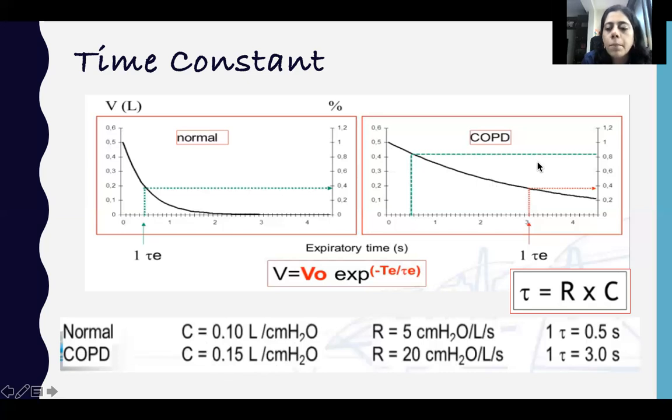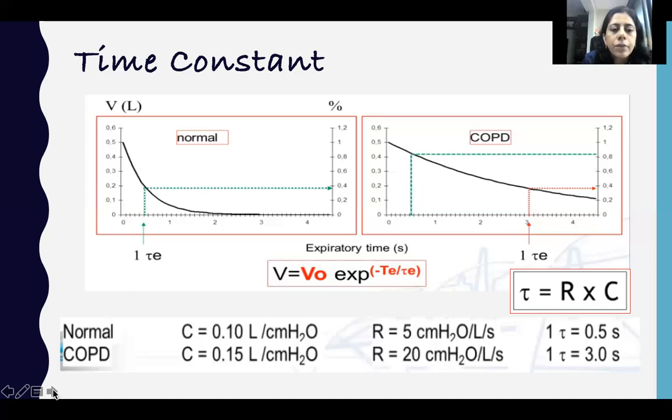So that means to completely empty this lung of a COPD patient, it will take 3 time constants. That is, it would take us 9 seconds to completely exhale the tidal volume that was inhaled in this breath. And in 0.5 seconds, which is the time constant for the normal lung, this COPD lung could hardly expire less than 20% of the tidal volume that was inhaled.